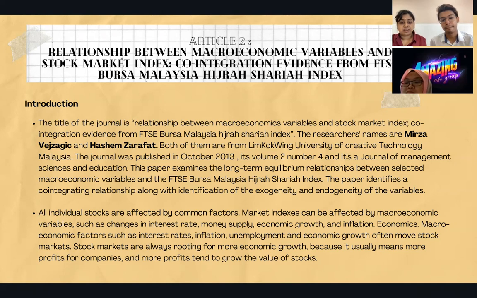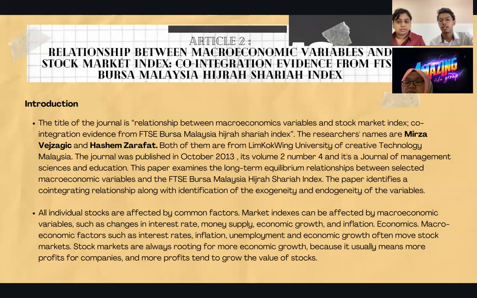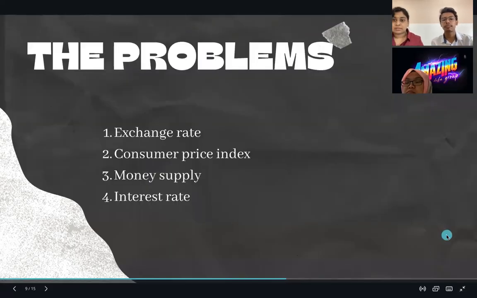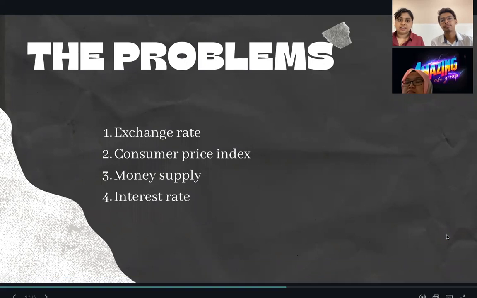Macroeconomic factors such as interest rate, inflation, unemployment, and economic growth often move stock markets. Stock markets are always rooting for more economic growth because it usually means more profit for the company, and more profit tends to grow the value of stocks. So the variables that we encountered in these articles are exchange rate, consumer price index, money supply, and interest rate.